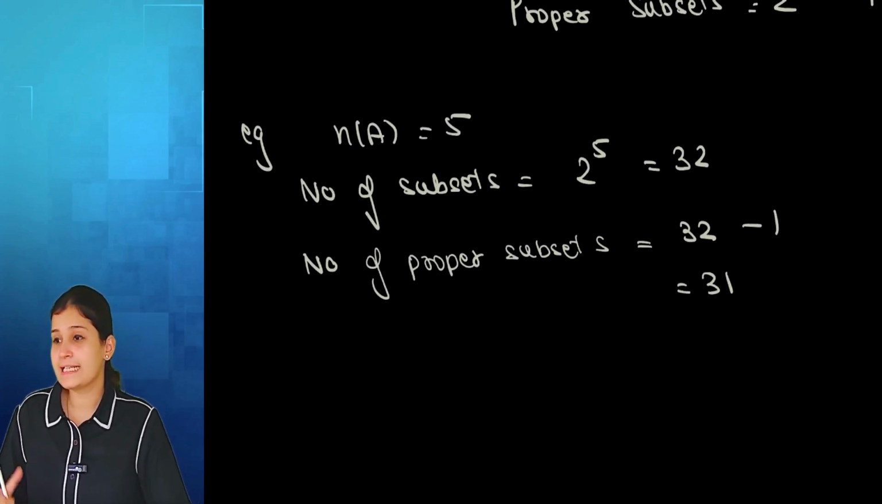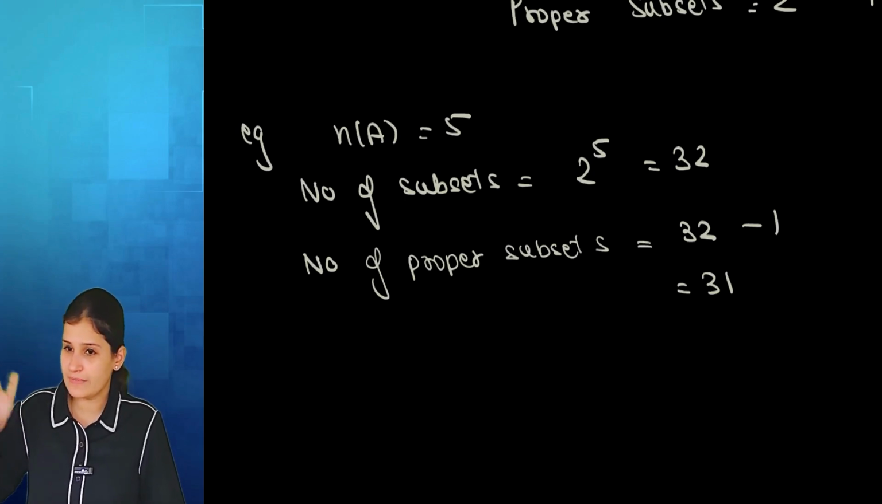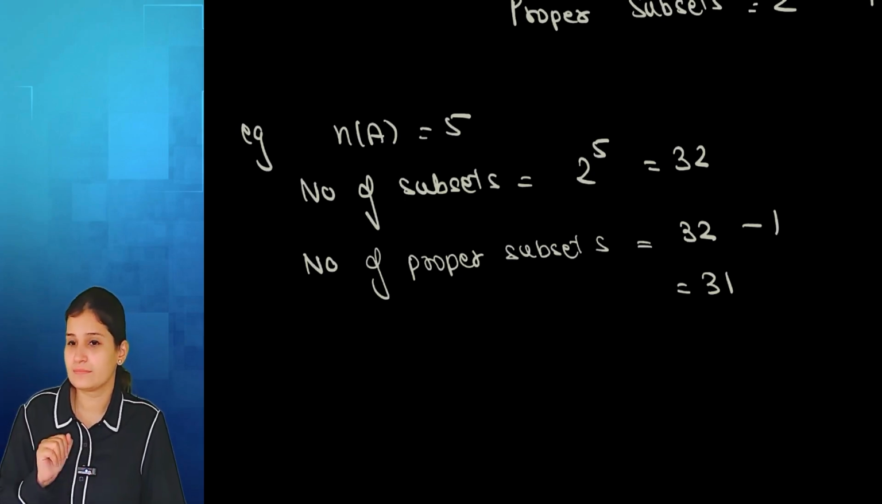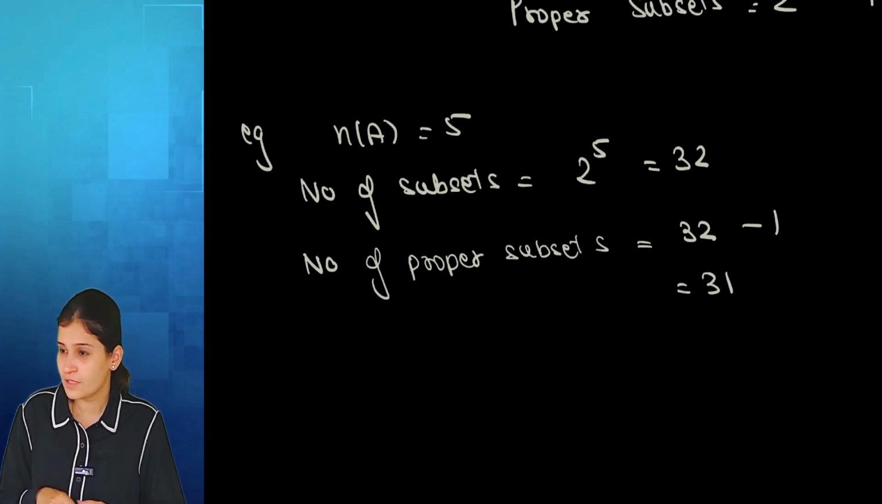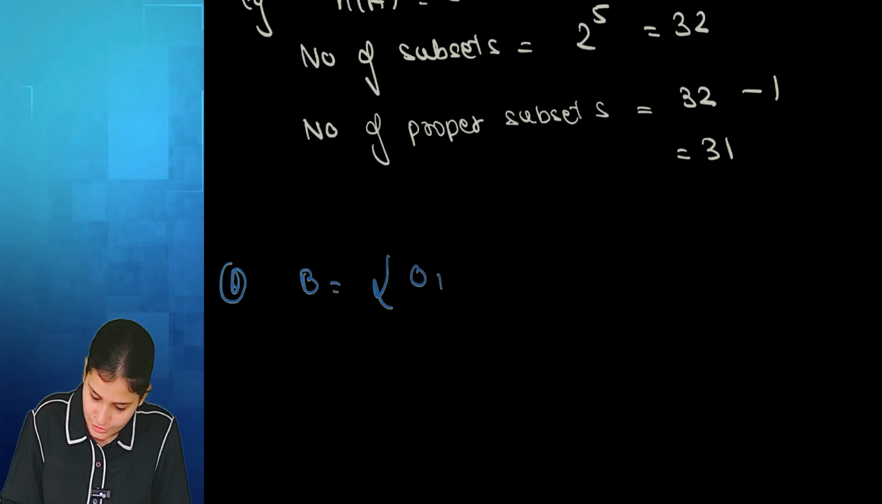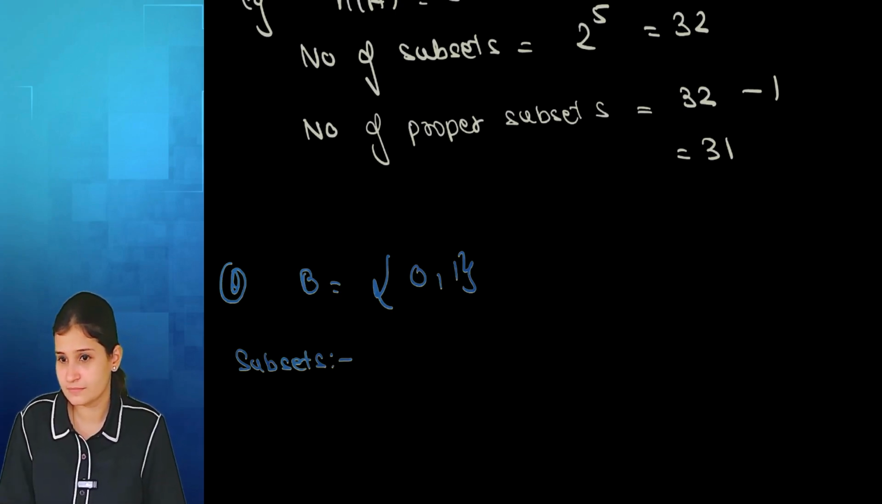So if a set has 7 elements, how many subsets? 2 to the power 7, 128. How many proper subsets? 127. Understood? Question. If I have a set B whose elements are 0 and 1, write down all the subsets. How many will it have? 2 to the power 2, 4 subsets. So write down all the 4 subsets.